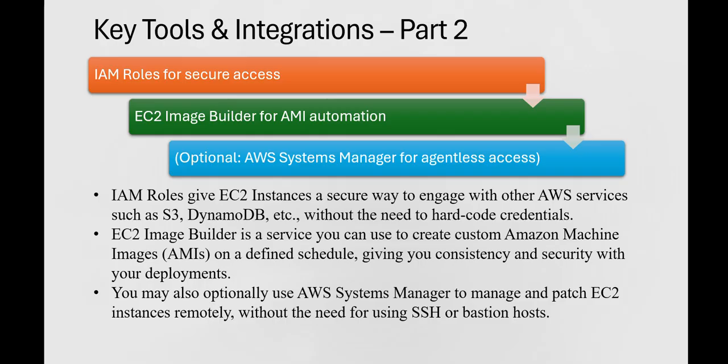And this is part two of key tools and integrations. First, IAM roles for secure access. IAM roles give an EC2 instance a secure way to engage with other AWS services such as S3, DynamoDB, etc. without the need to hardcode credentials. And EC2 Image Builder for AMI creation automation. EC2 Image Builder is a service you can use to create custom Amazon Machine Images on a defined schedule, giving you consistency and security with your deployment.